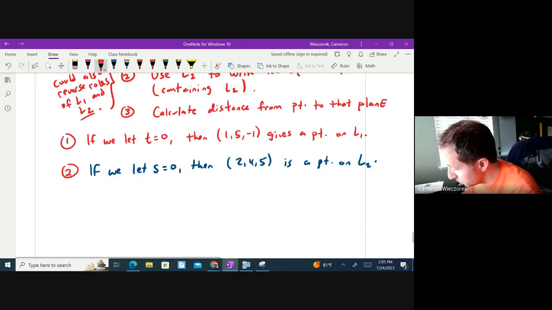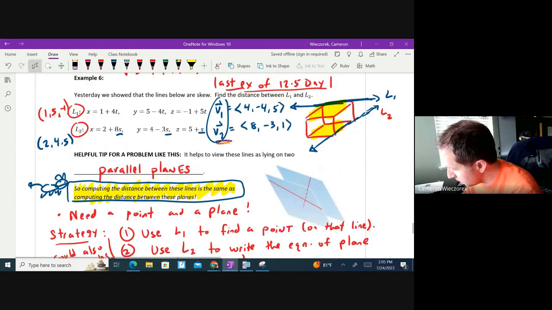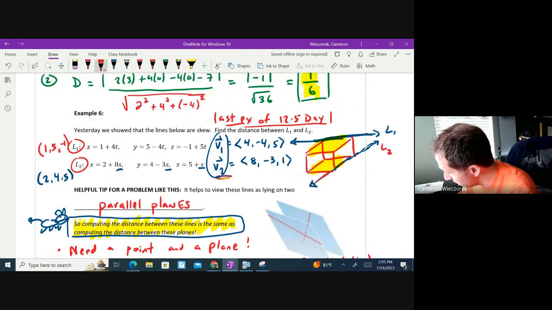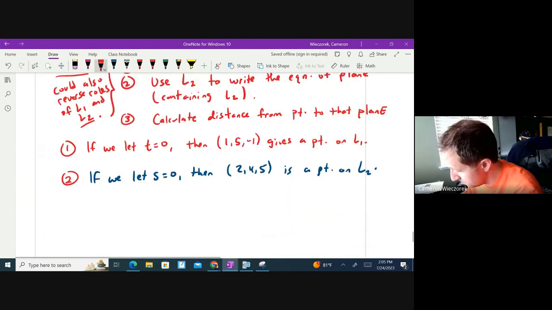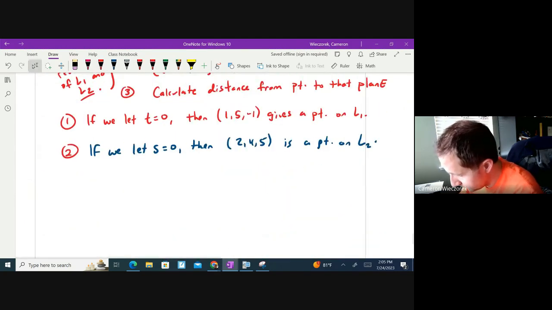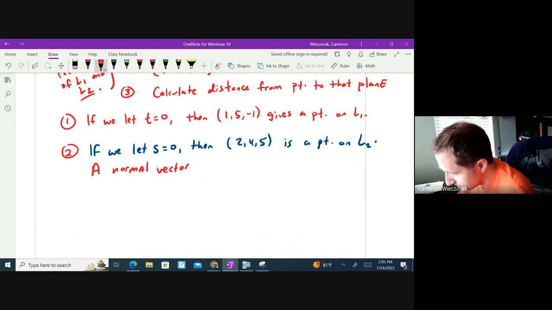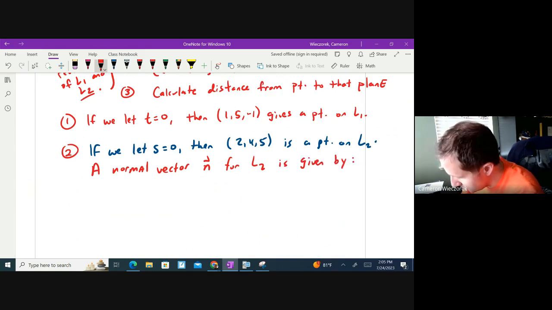Because V2, remember, what is V2? V2 describes the direction of this line right here. And I want a vector perpendicular to that to describe the plane. Okay, so a normal vector n for L2 is given by the cross product of the two direction vectors of the lines, V1 cross V2.